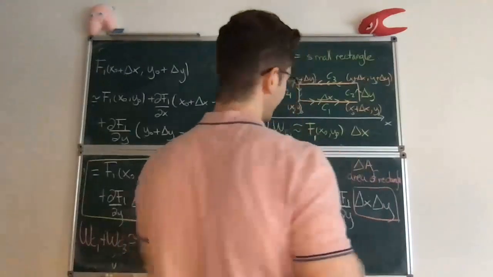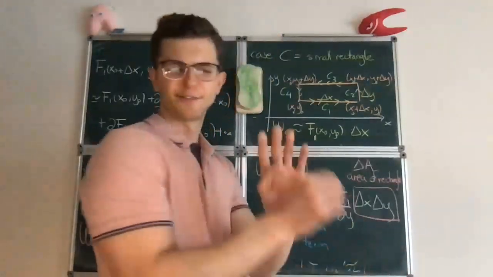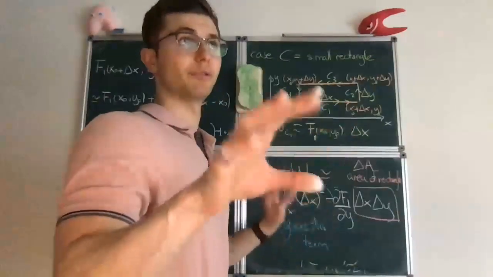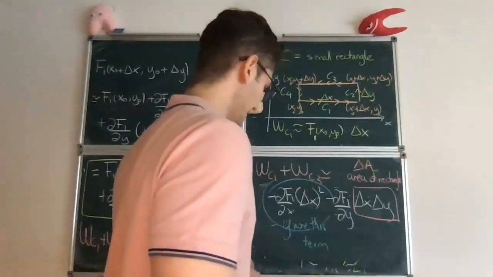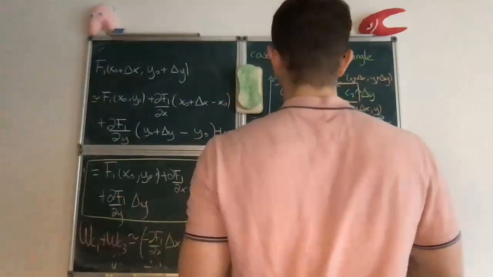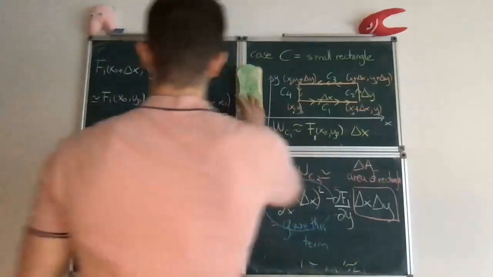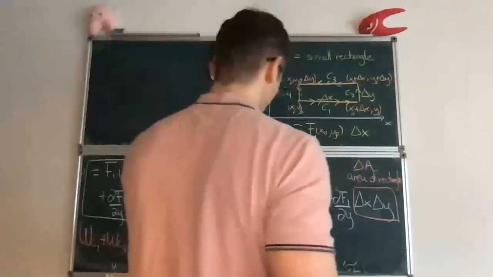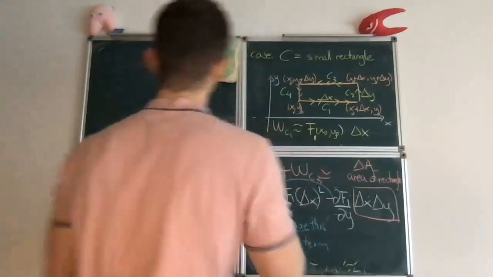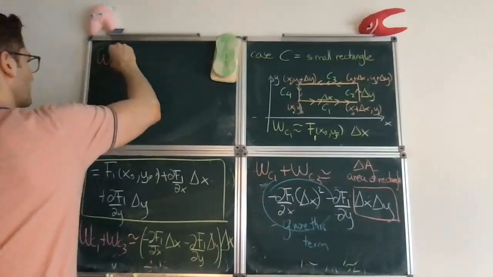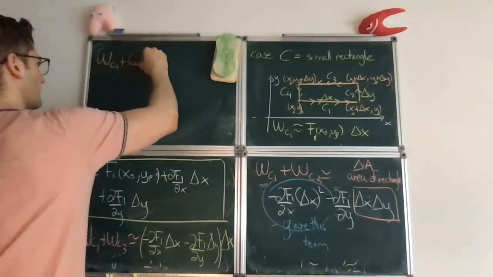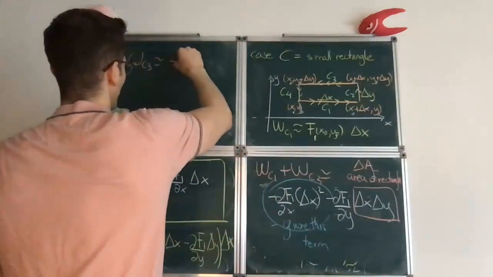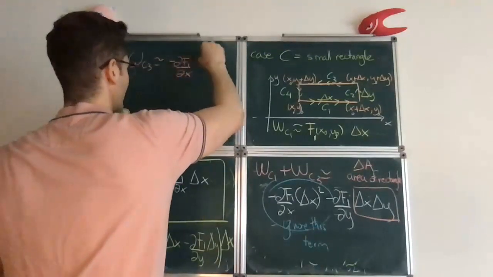This is not worse than all the other things I have done so far. This is full of horrible things. So I'm just trying to say why you would have come up with this idea. And so if you believe, after all this massacre of what I have done, what I'm saying is that the work along the first curve and the third curve can be approximated by minus the partial of f1 with respect to x times delta A.